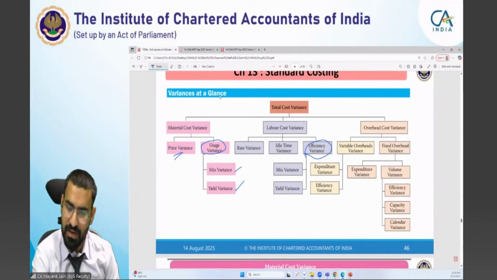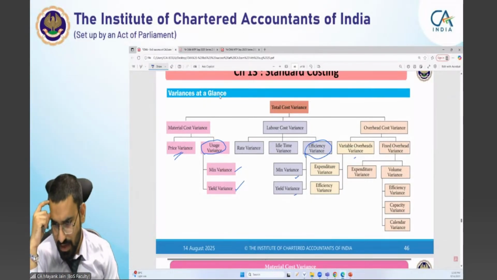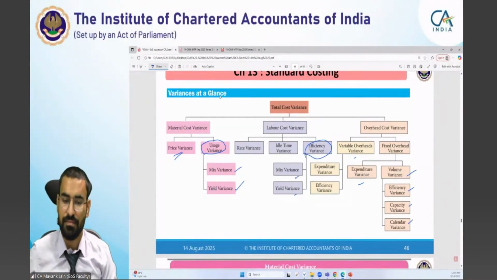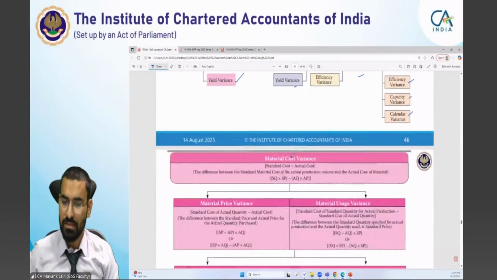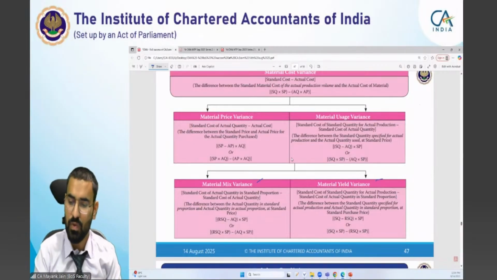In labor variance, you have to calculate the mix and yield variance, including the variable overhead variance. And this also you have to calculate the efficiency variance. And for fixed overhead variance, you have to calculate the expenditure variance as well as the volume variance, efficiency variance, capacity variance, and the calendar variance. So these are the summary sheet. You may take screenshot.